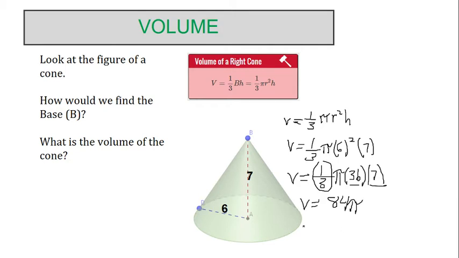Now if we want to get the approximate volume, we let pi be 3.14, and 84 times 3.14 is equal to 263.76. And as always, when we're doing volumes, that would be in cubic units.